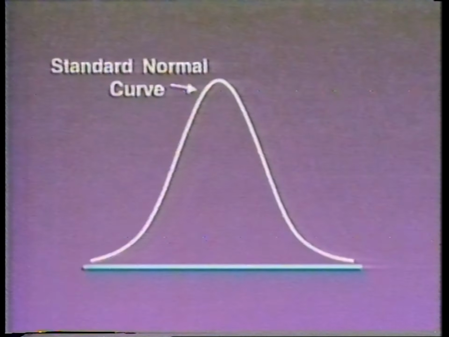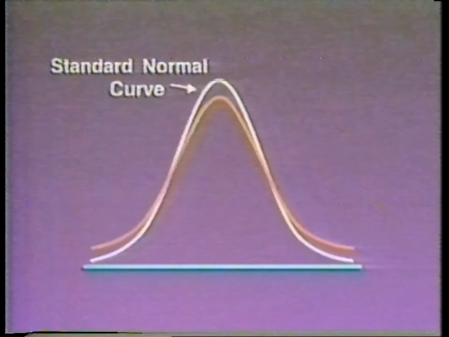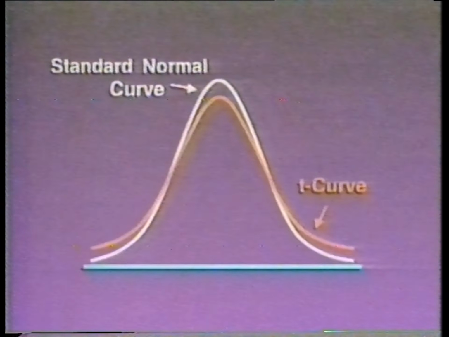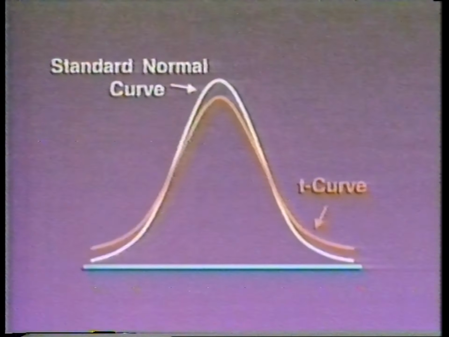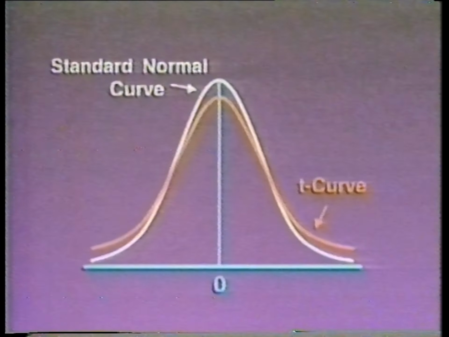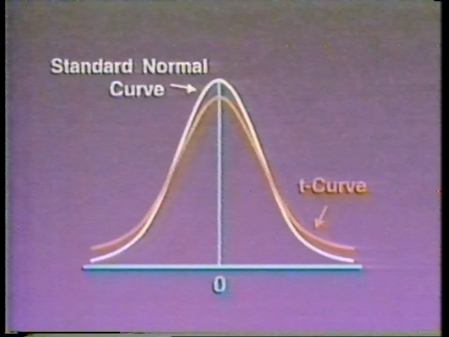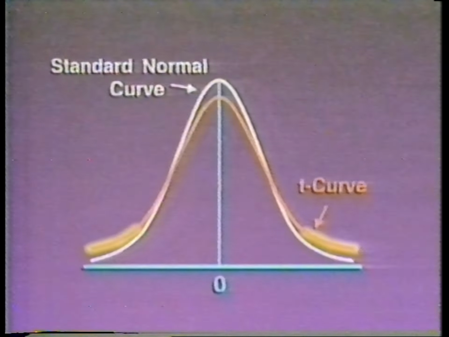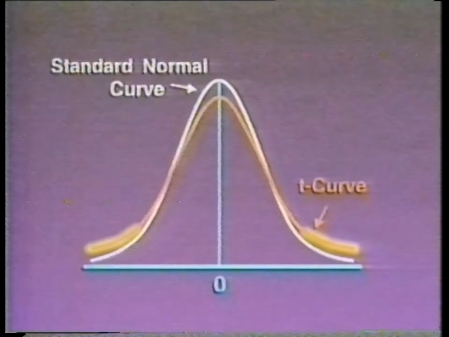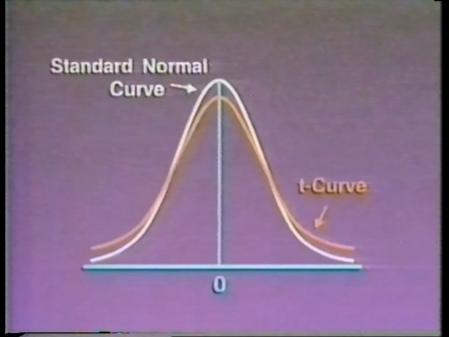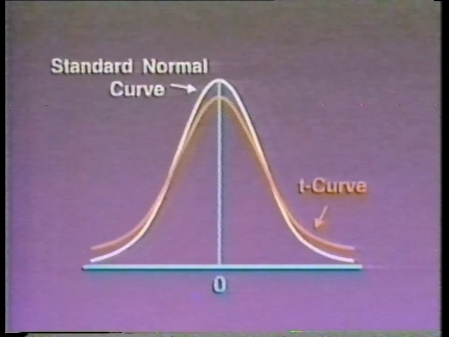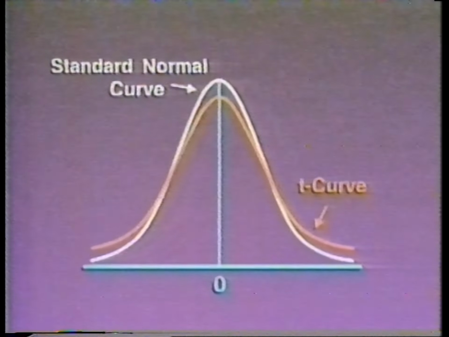Let's see how T distributions compare to the normal distribution we're familiar with. Here's the standard normal curve, and here's a typical T distribution. You can immediately see that it shares certain features in common with the standard normal curve. They're both roughly bell-shaped, and they're symmetrical about 0. But the T curve is broader, and its tails are higher. The high tails mean there's more probability of getting results far from 0. That's because S, the sample standard deviation, varies from sample to sample, and this variation adds some uncertainty to the results.